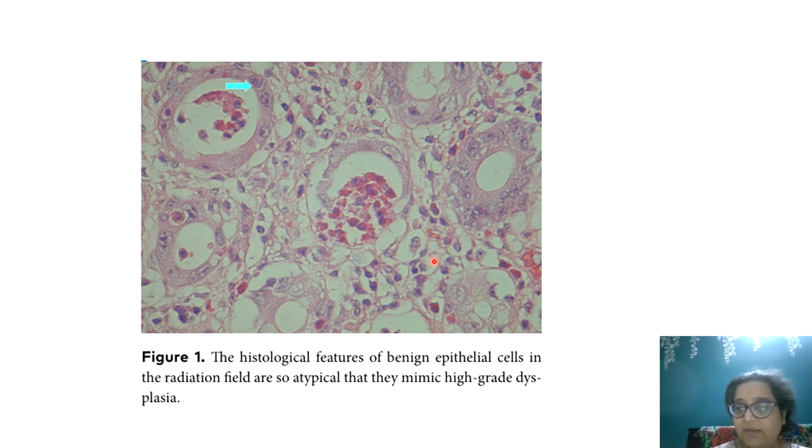So you don't have to do anything. Just continue with the treatment. So do not give it as cancer or dysplasia to the surgeon. So this is one pitfall. Okay.